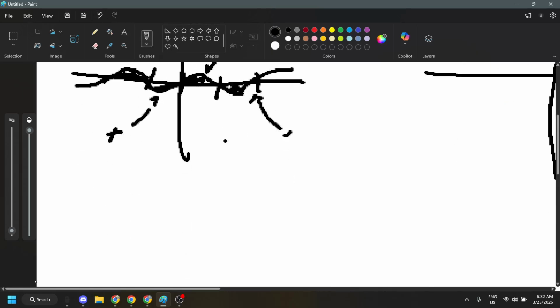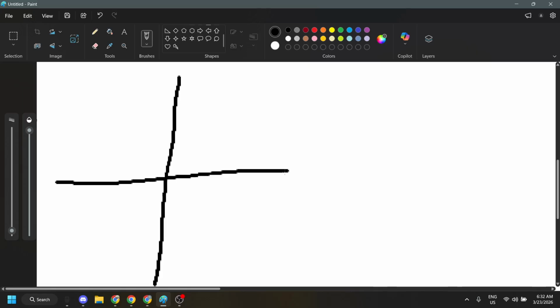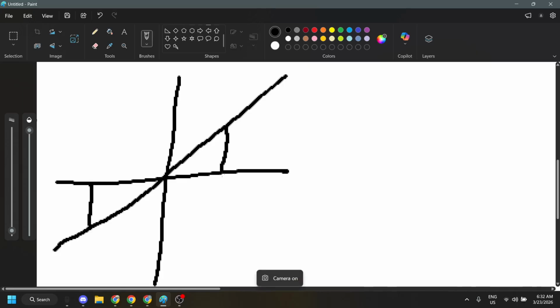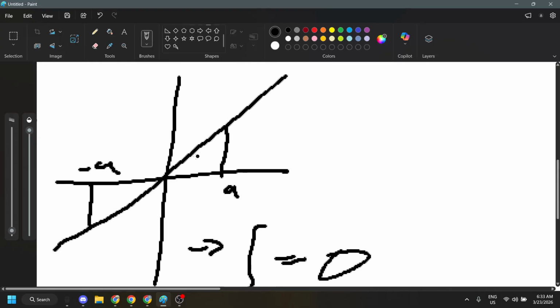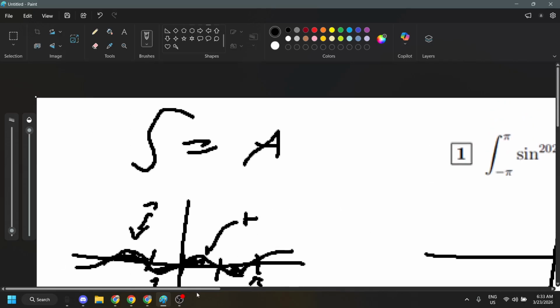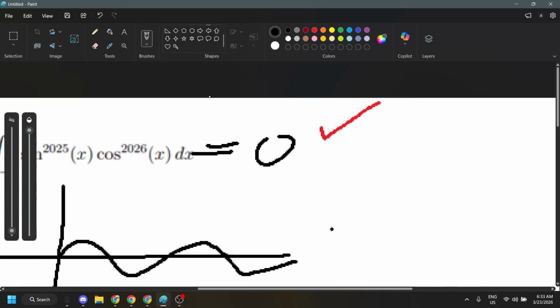So a general rule: if we look at any odd function, let's just look at y equals x, and we have the bounds from negative a to a, so basically the same distance from 0, then the integral is going to be equal to 0, because this is going to cancel out with this. Okay, cool. How do we know that this is odd?